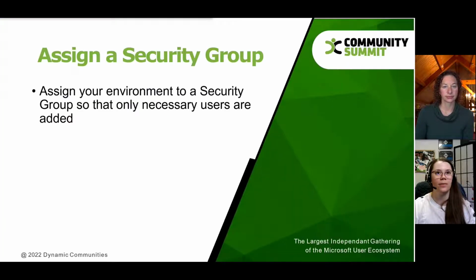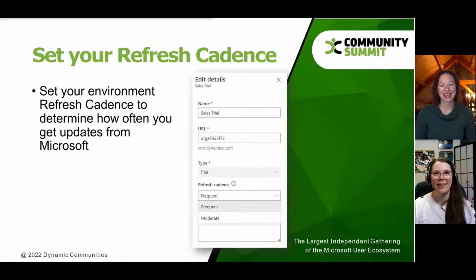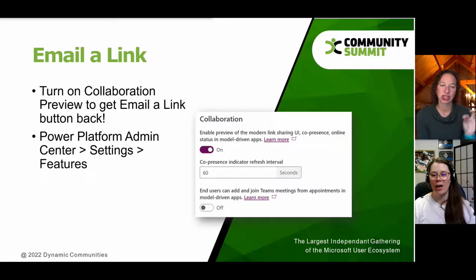Okay. So set your refresh cadence. There are different options for your environment to get refreshed. Do you want your updates from Microsoft all the time? Then keep it at frequent. Do you want to have a little bit more control and have it just be every few months? Change it to moderate. So you do have a little bit of control of how often these refreshes happen to your system. So set that there. Check out what it says.